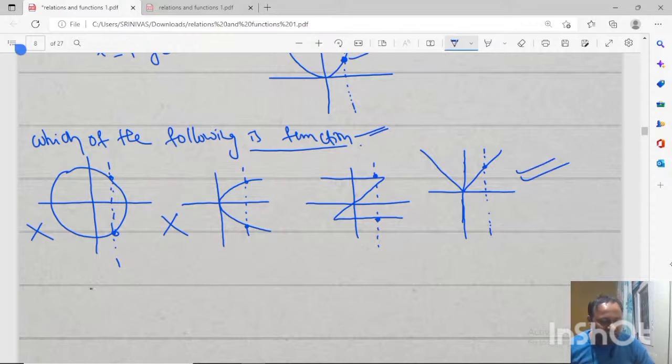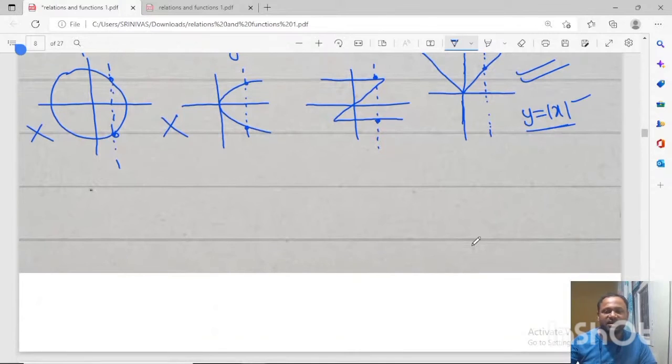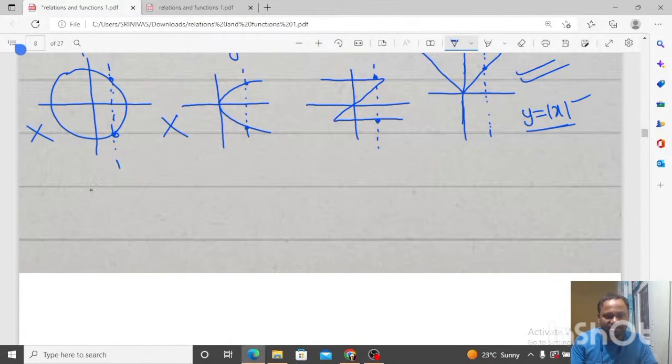Understood? Function means I have drawn a line parallel to y-axis. Okay, this function is called modulus function. Y is equal to mod x. Y is equal to mod x is always a function. That is called modulus function. Different types of functions will be there. Okay? Modulus function we got. So similarly, I can write like this.